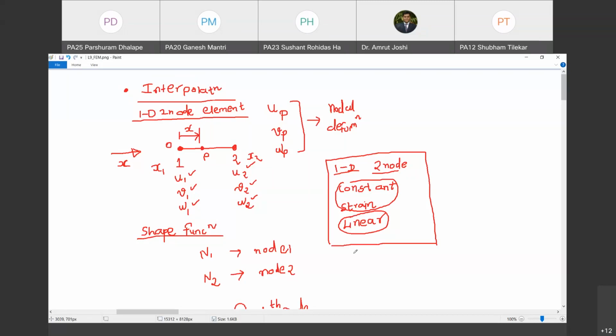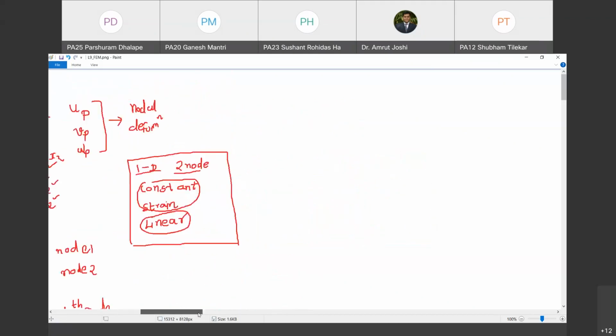Yes. So इसमें से कोई भी डिस्क्रिप्टर आपके सामने टॉस किया जा सकता है. You have to understand which element we are talking about. 1D 2 node constant strain linear element. This is what we have done now. Now जो इंटरपोलेशन हमें करना था, क्या वो अचीव हो गया? Yes. I am able to express displacement within the element as a function of nodal displacement. So I am through. Now we are going to deal with the next element in the line.